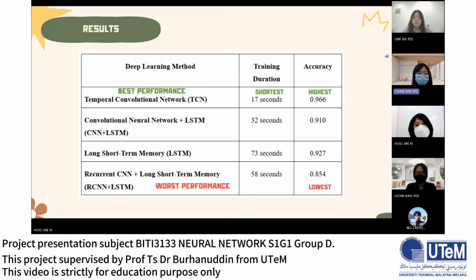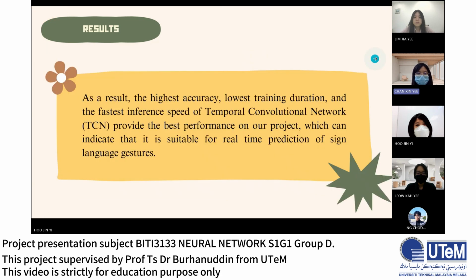And this is the overview result for the 4 deep learning methods. The TCN has the best performance since the training duration is the shortest and the accuracy is the highest, while the RCNN plus LSTM has the worst performance because the accuracy is the lowest. As a result, the highest accuracy, lower training duration, and the fastest inference speed of TCN provide the best performance on our project, which indicates that it is suitable for real-time prediction of sign language gestures.